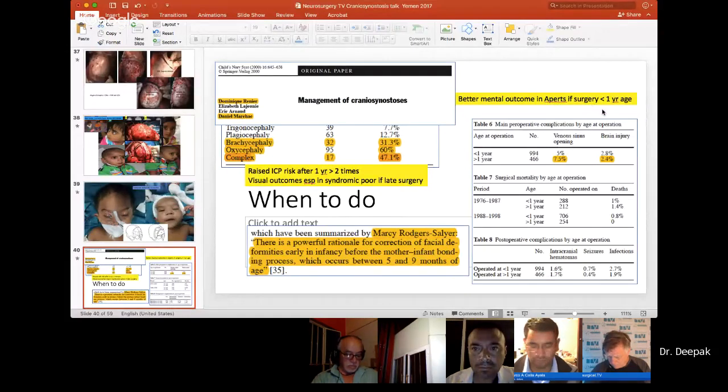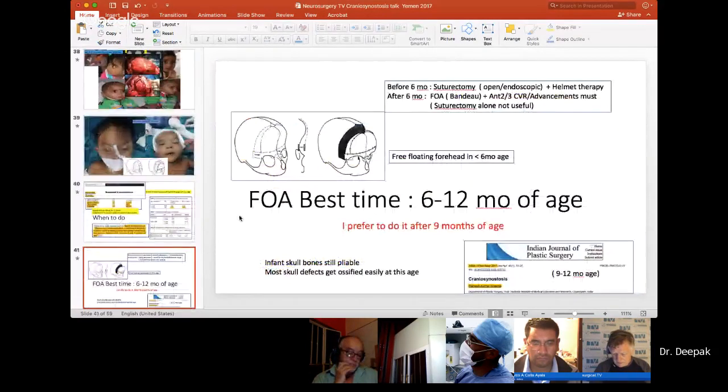of age. They become fit for anesthesia, the bones become pliable, they can be molded, and the child tolerates the surgical procedure well, and there is no added damage to the child by delaying the surgery further. So for me, the best time I would say is 6 to 12 months of age.